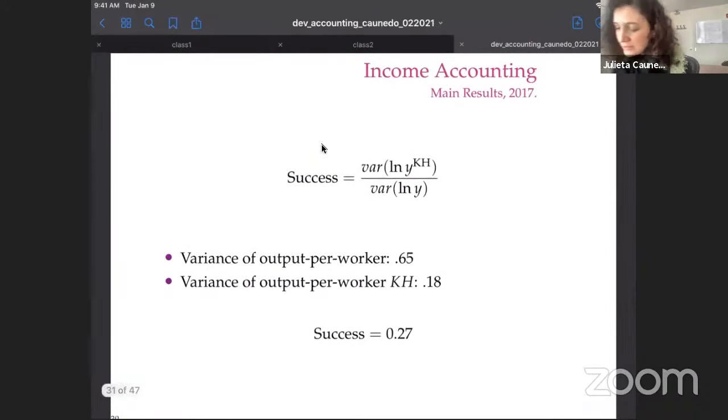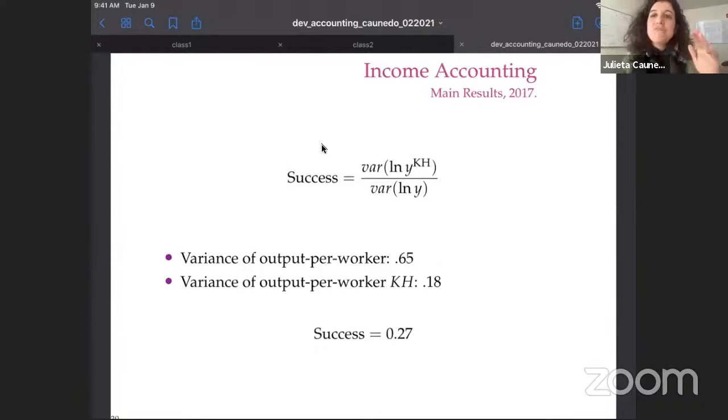Now, if you do that, the measure of success that you get is the following. So in our data in 2017, the variance of output per worker is about 0.65. The variance of output per worker that you can measure is a third of that, 18%. So what you can actually measure of the variance is about a third. Everything else, consistent with the number that we got from the other measure, about 70% on average, is stuff that we cannot properly measure.